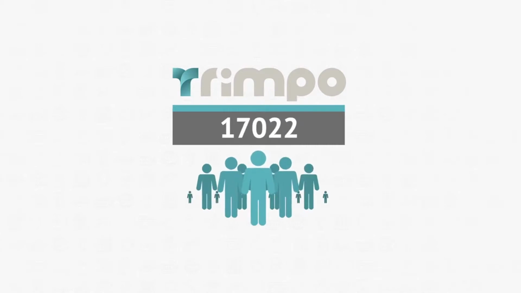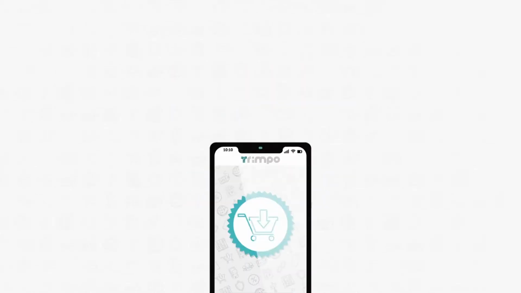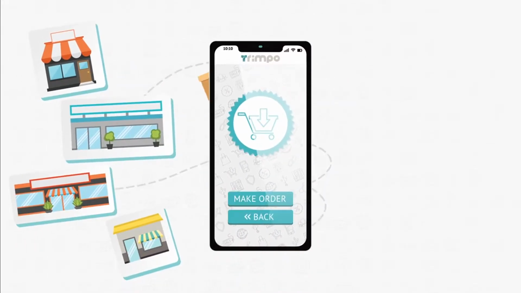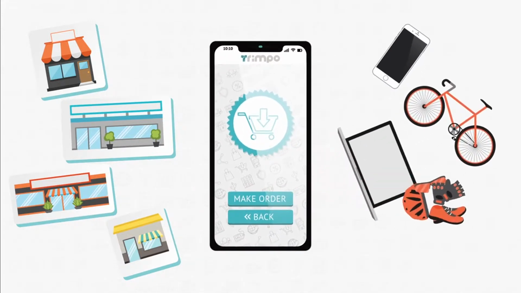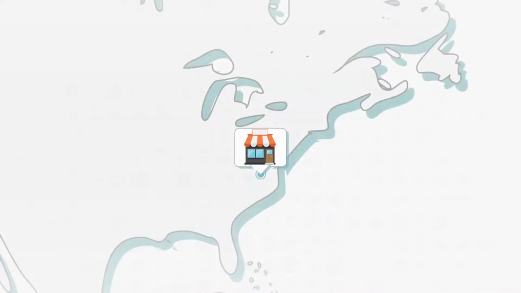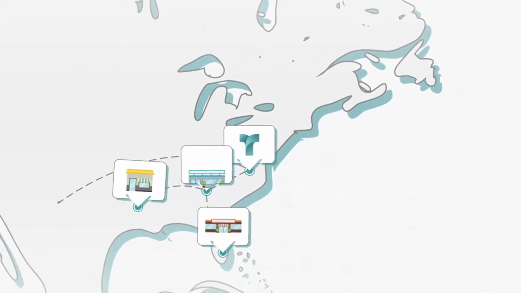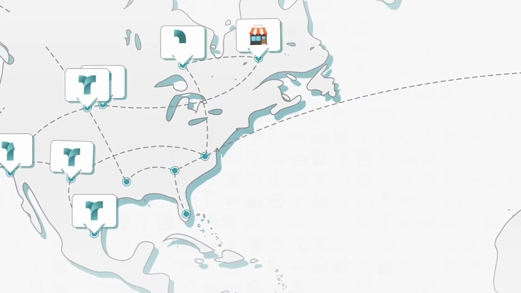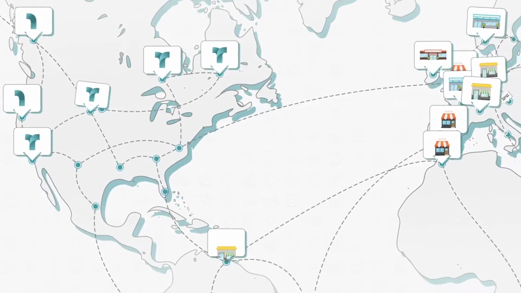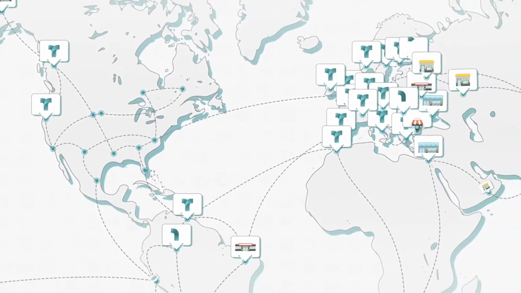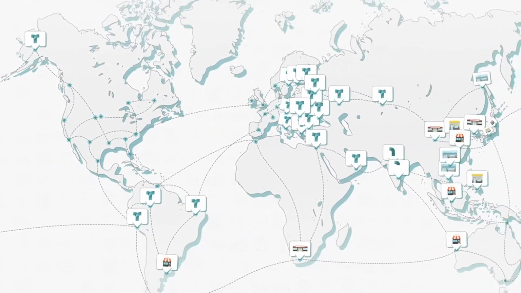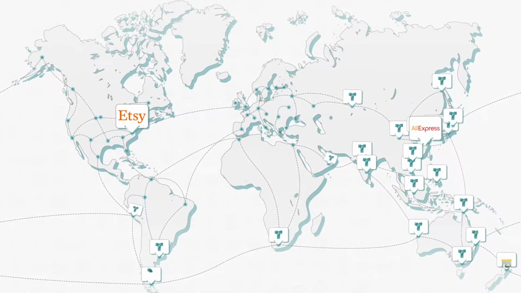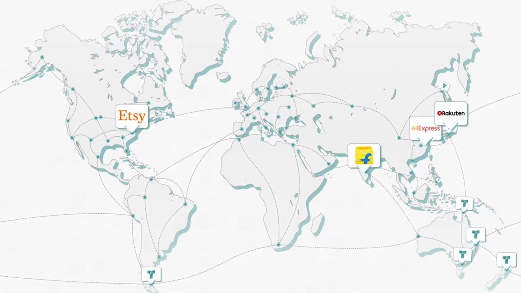Right now, Trimpo has over 23,000 users. Merchants' products are sold on some of the world's biggest marketplaces. In Trimpo, we are continuously working on adding to that number. We integrate both global and local marketplaces to provide greater choice for our merchants. Currently, we are working on integrating the following marketplaces: Etsy, AliExpress, Rakuten, Flipkart.